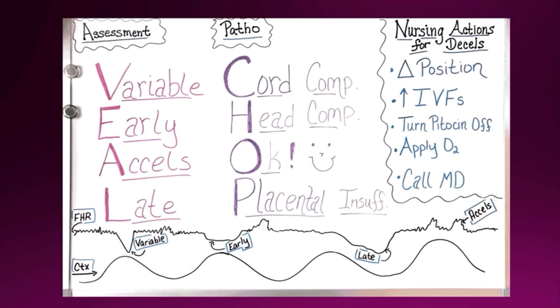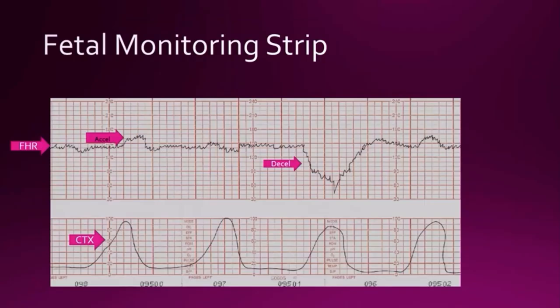Turning the Pitocin off is okay, but if you have to apply oxygen, the Pitocin definitely needs to come off. And then calling the MD for further orders or further actions. So this is something you can kind of commit to memory and use on a test because it will come in very handy from here on out.